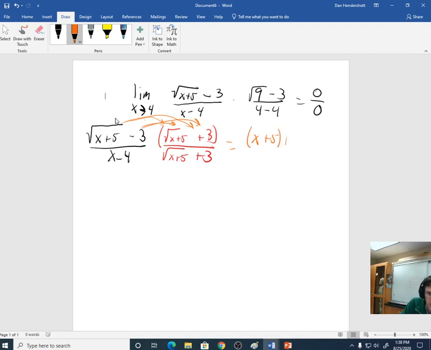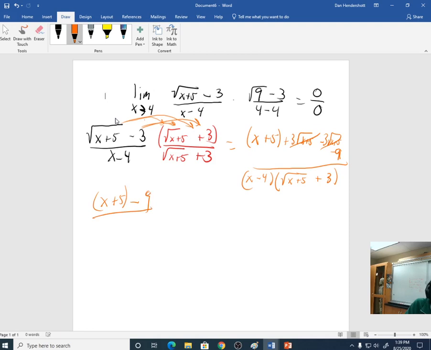So this times this is plus 3 square roots of x plus 5. This is minus 3 square roots of x plus 5, and that's minus 9. All over this times this. So just leave it like this, square root of x plus 5 plus 3. Now these cancel. That's always going to happen if you multiply by the correct conjugate. And you have x plus 5 minus 9 over this.